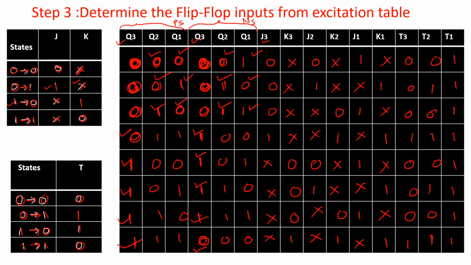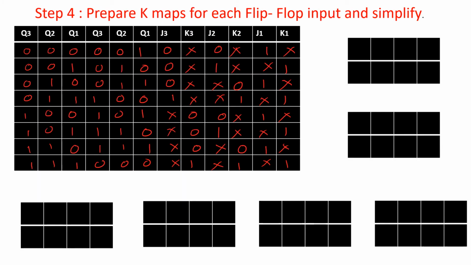So this is the table made by using the JK excitation table and T excitation table. And from this table, we will now prepare the K map and we will simplify it in the next slide. Now we will go to step 4 where we will prepare the K map for each flip-flop input and simplify. In the last slide we have developed the table. I have copied that table from the last slide into this slide. From this table we will fill the K map for each input.